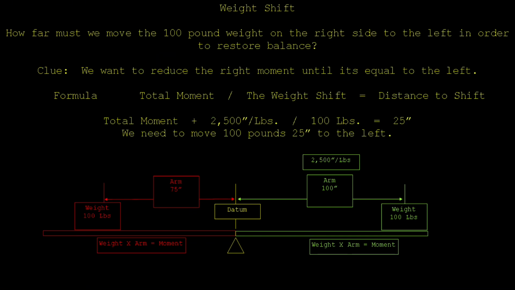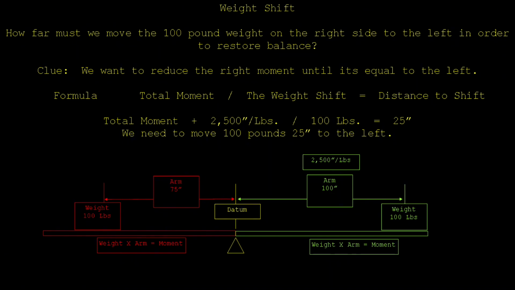We currently have a scale that's 2,500 inch-pounds out of balance to the right, and we want to restore balance to the scale. We want to move 100 pounds on the right side far left enough to reduce the moment from 2,500 to 0. Total moment divided by the weight equals the distance that we need to shift. So if we divide the 100 pound weight that we want to move into the total moment of 2,500 inch-pounds, we'll get the distance that we need to move left in order to reduce the moment to 0 and restore balance to the scale.